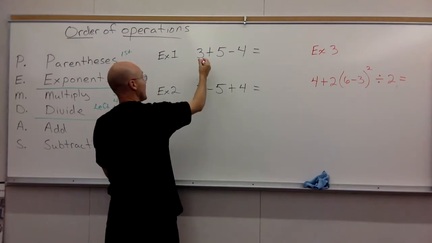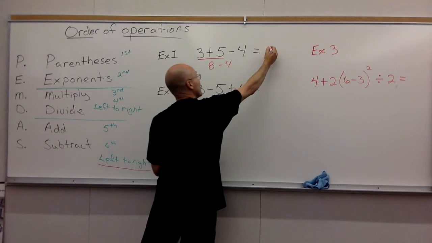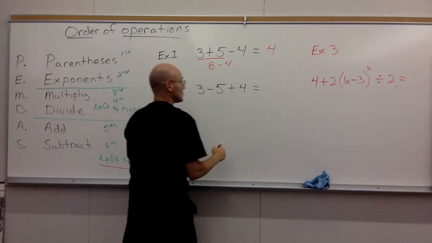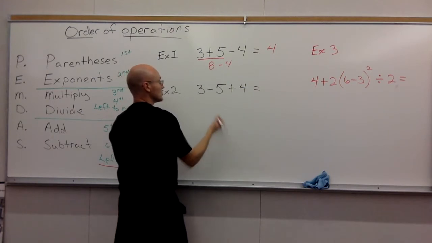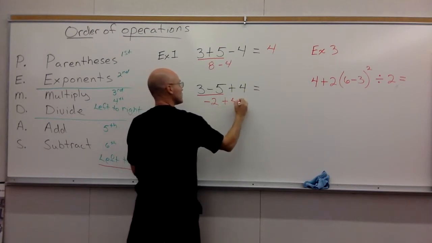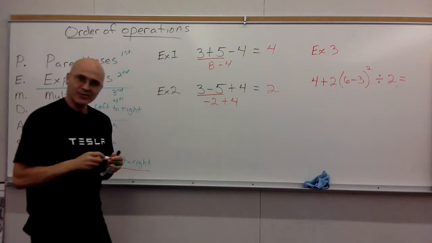So let's just go ahead and add 3 plus 5. We get 8. 8 minus 4. And we get the answer of 4. But a lot of kids will put 4 for this one too. And it's not true. Here you got to go 3 minus 5, which happens to be negative 2. And negative 2 plus 4 winds up being 2. You see how the answers are different?